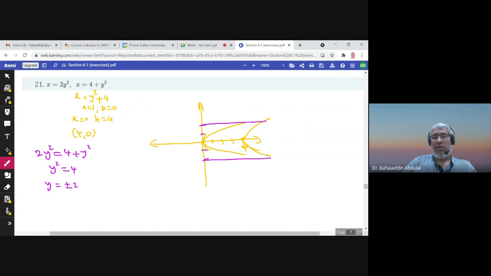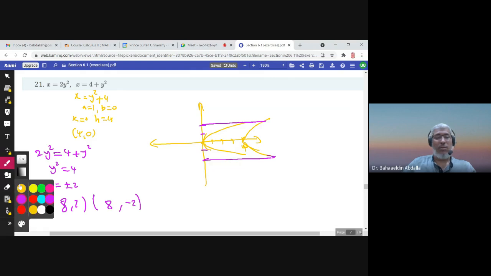Okay, so if y is 2 and if y is negative 2, what would be x? Put y equals 2 here: 2 times 4 is 8. Put y equals negative 2 here: 2 times 4 is also 8. So when x is 8, you have to go to 8: 5, 6, 7, 8. When x is 8, they will meet at y equals 2 here and y equals negative 2 here.